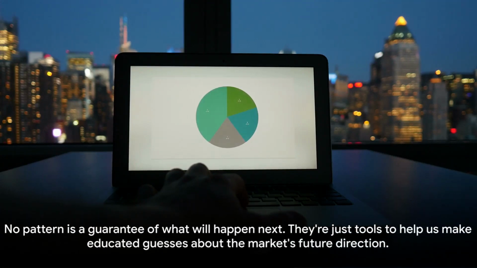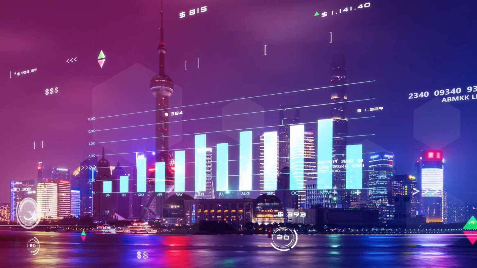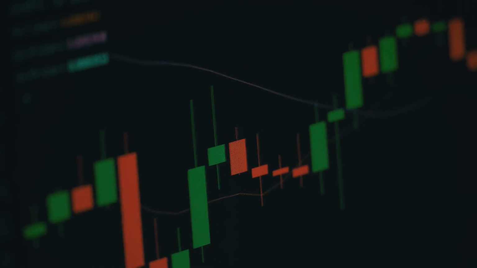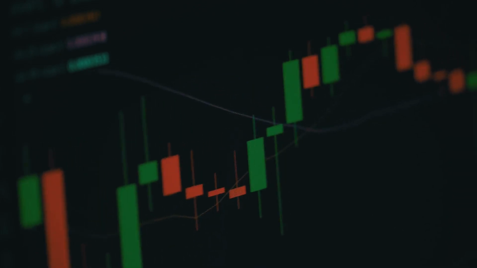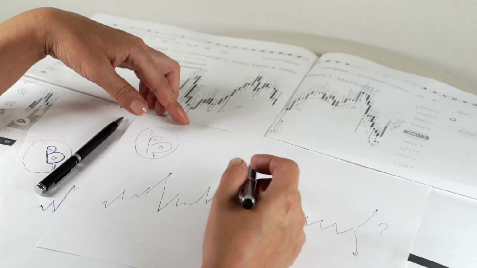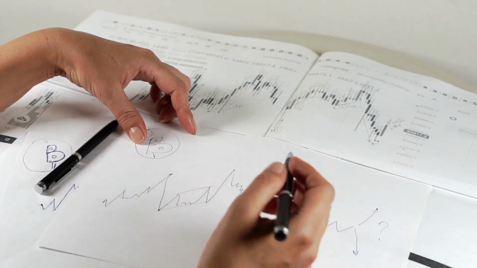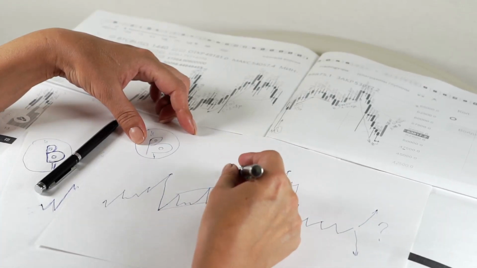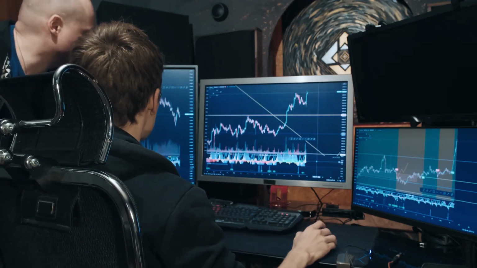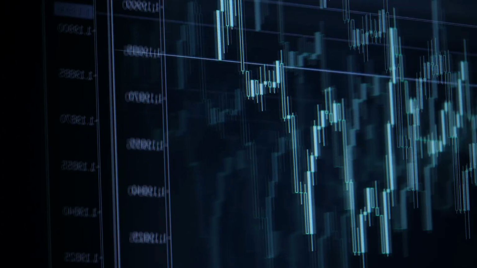However, remember, no pattern is a guarantee of what will happen next. They're just tools to help us make educated guesses about the market's future direction. It's also crucial to consider other factors like market conditions, news events, and your overall trading strategy when making decisions. Engulfing patterns are a valuable addition to your trading toolkit, providing insights into potential reversals in the market. By understanding these patterns, you'll be better equipped to anticipate changes in market direction and make more informed trading decisions.